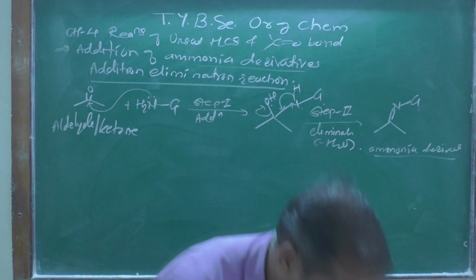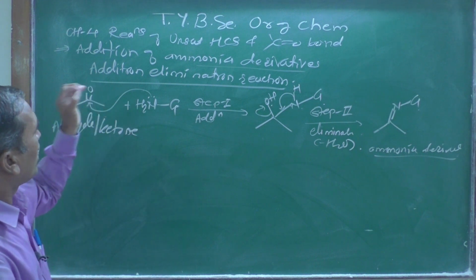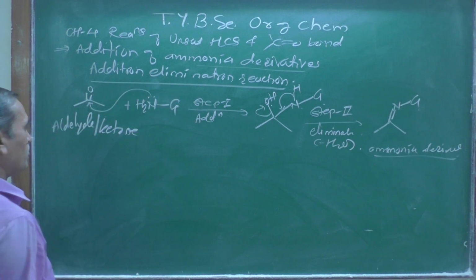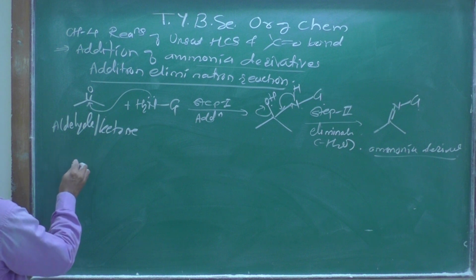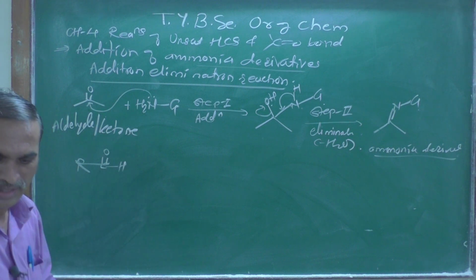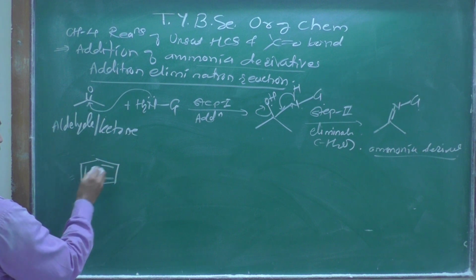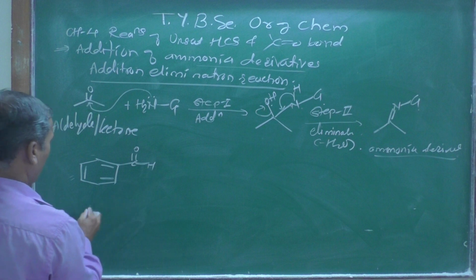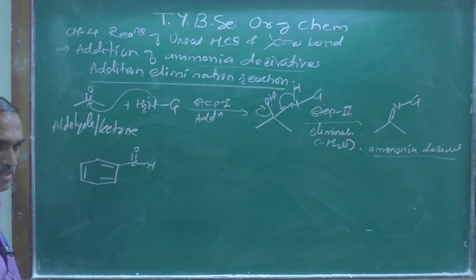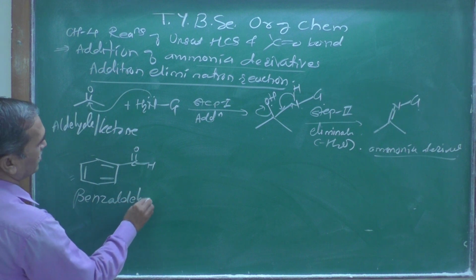We will see these during the practical later on, but here just keep the addition and elimination reaction clear in your mind. Now let us see the ammonia derivatives. First one we are going to take, suppose as a general one, RC double bond OH, or let us see as a first one, an aldehyde group is there. Do you know the name of this compound? Yes, most of you know the name of this compound. This is benzaldehyde, right?